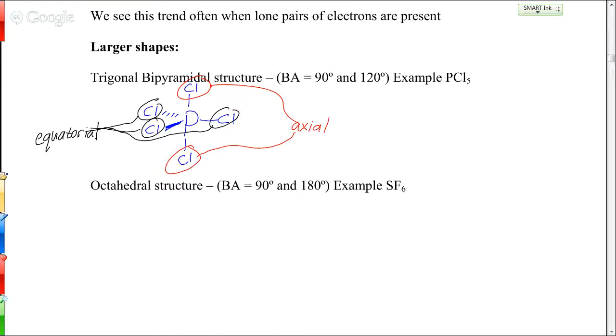And there are 2, so when we talk about the bond angles in a trigonal bipyramidal structure, there are actually 2 different bond angles. The bond angles between the chlorines in that plane are 120, just like in the regular trigonal planar structure. But the bond angles between an axial and an equatorial bond are 90 degrees. So these bonds here are 120 degrees. These bonds here are 90 degrees.